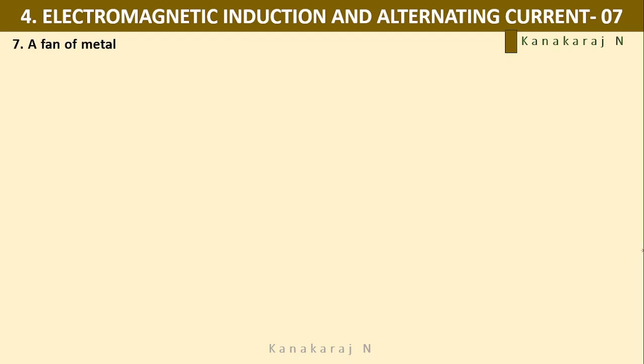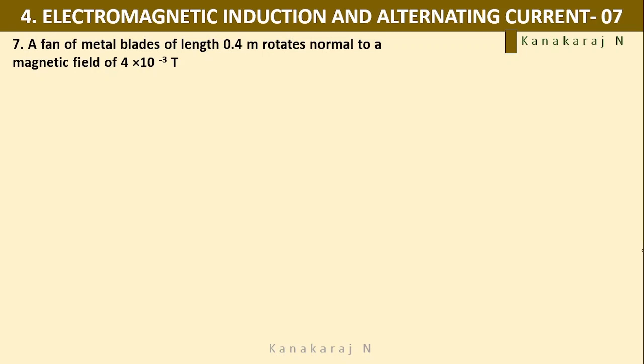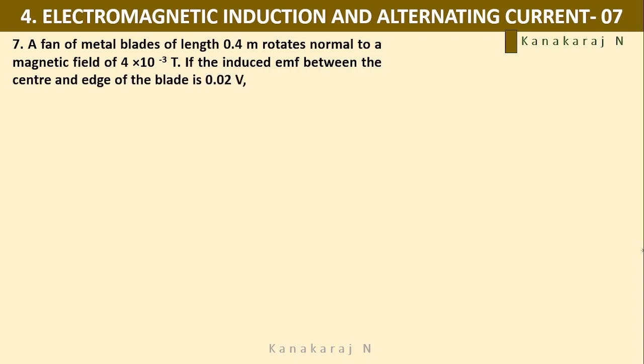A fan of metal blades of length 0.4 meter rotates normal to a magnetic field of 4 × 10^-3 Tesla. If the induced EMF between the center and edge of the blade is 0.02 volt, determine the rate of rotation of the blade.